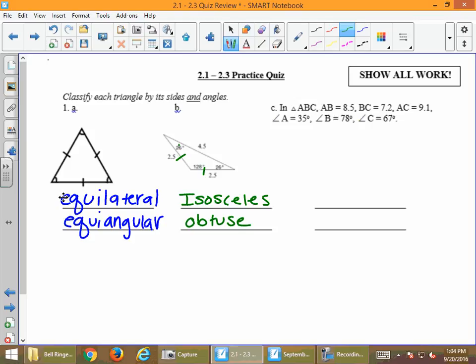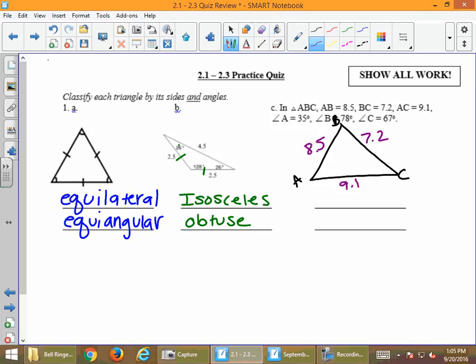What can we do for C that's going to be super helpful? Yeah, draw. It's not there. Draw a picture. Draw it in. Say we have triangle A, B, C. We know the side AB is 8.5. We know the side BC is 7.2. And we know AC is 9.1.